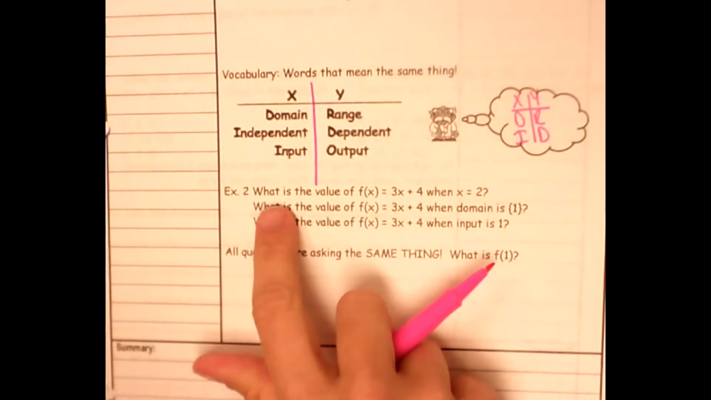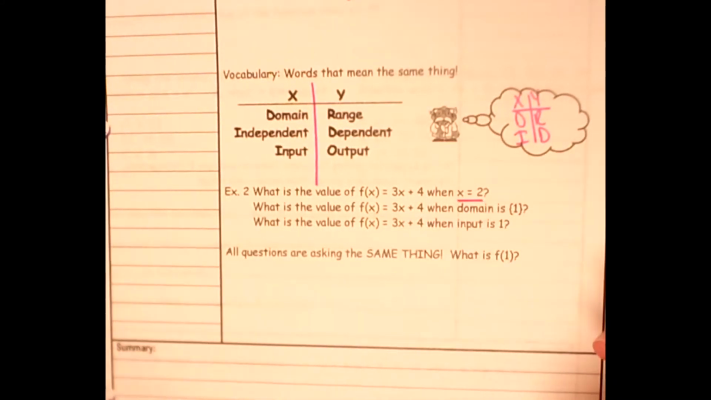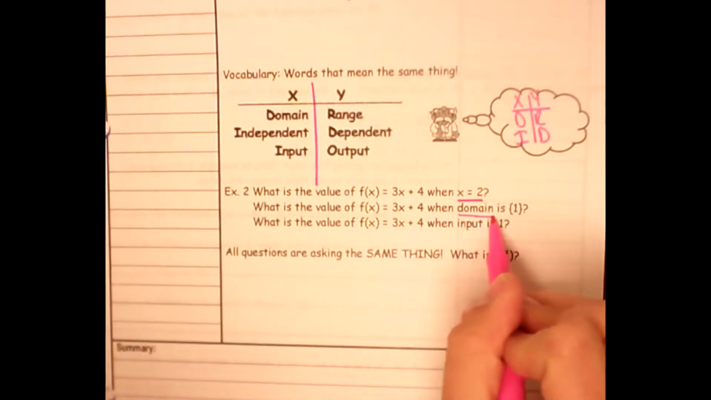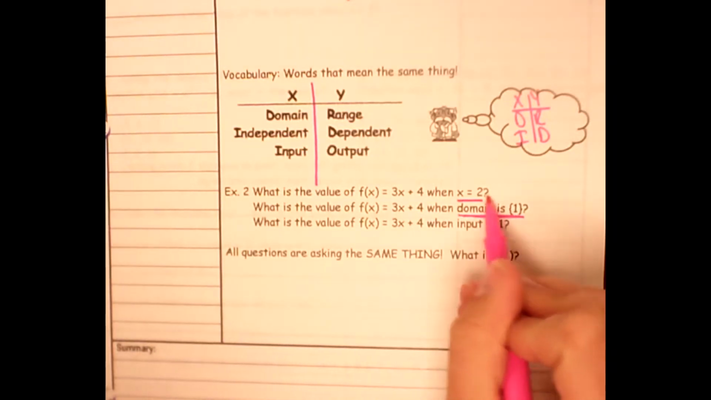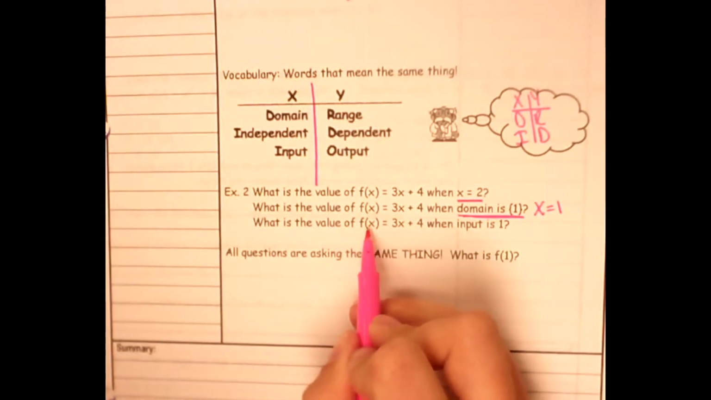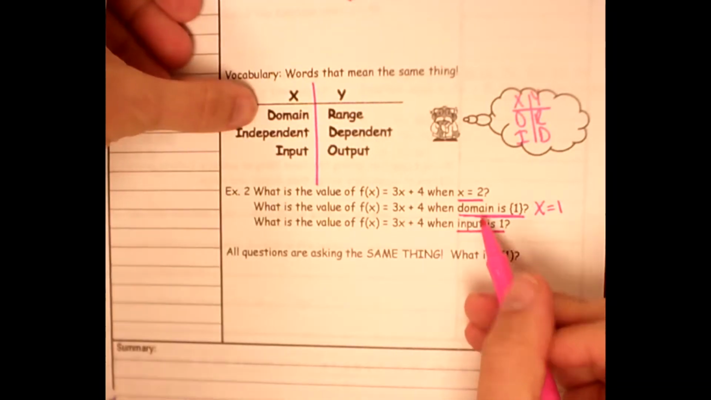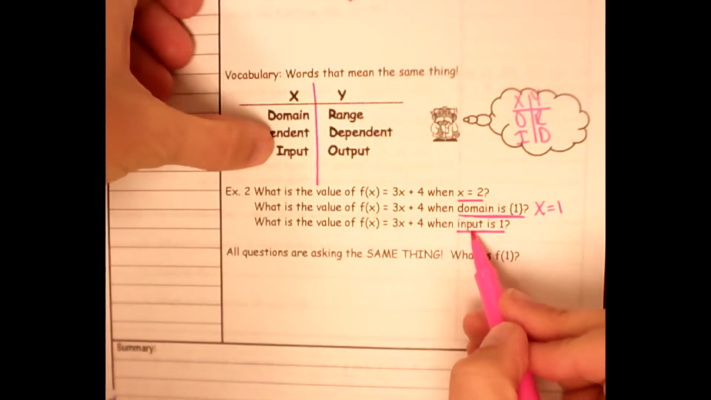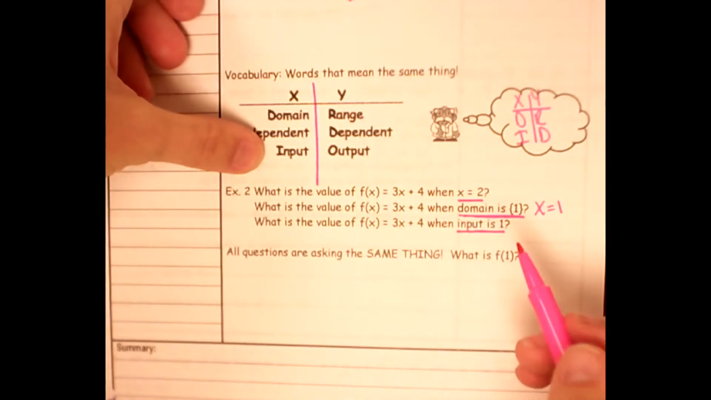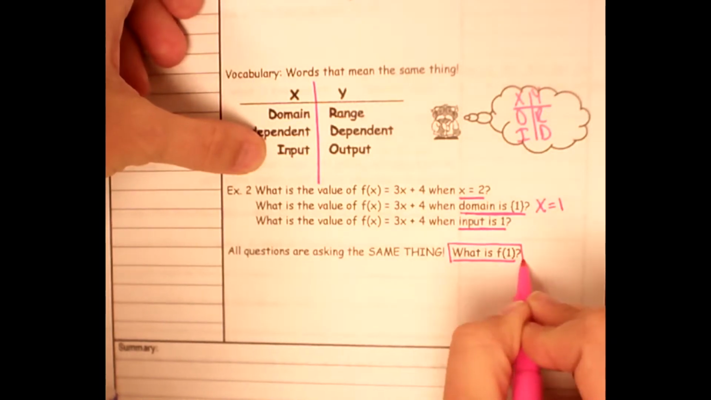So looking at example 2, it says, what is the value of f of x equals 3x plus 4 when the domain is 1? And that one looks kind of scary, but it means the same thing. It's saying when x equals 1. What is the value of f of x equals 3x plus 4 when the input is 1? Well, remember, x equals, domain, input. All of these are just 3 different ways they're asking the exact same question. They're asking, what is f of 1?